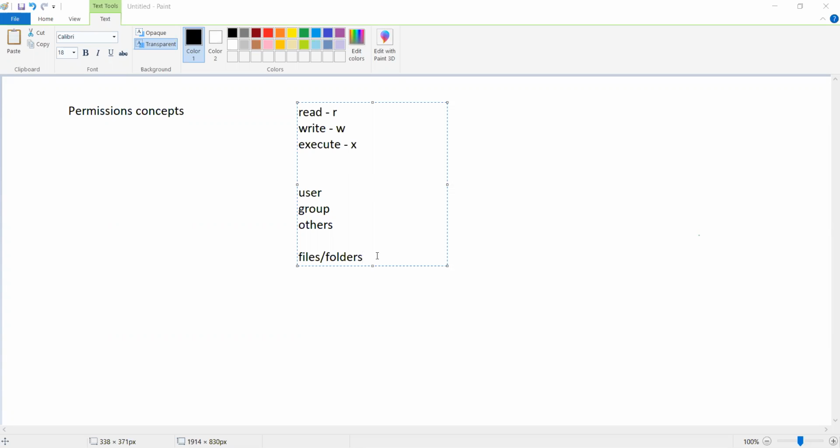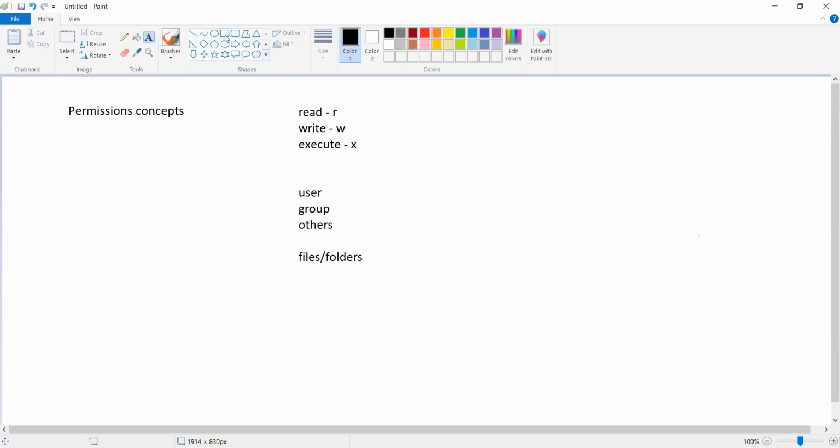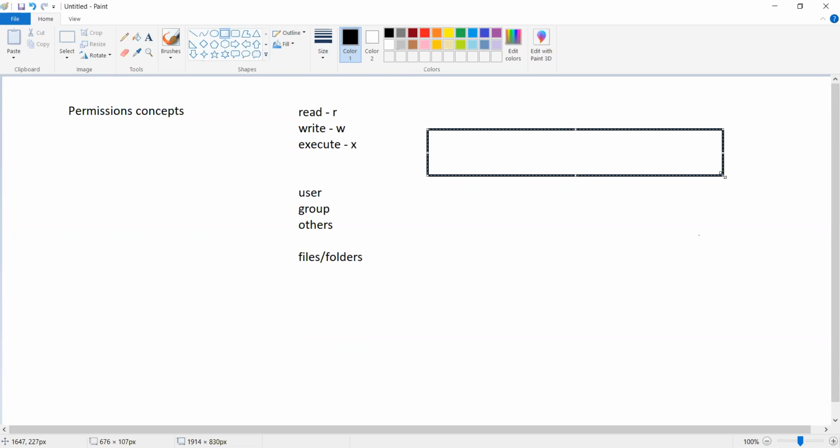So this is how we generally do it, user, group, and others on the files and folders. Let's go and discuss how to assign these particular permissions on the files and on the folders. So let's imagine this is the typical 10-bit block. Let me construct this block.